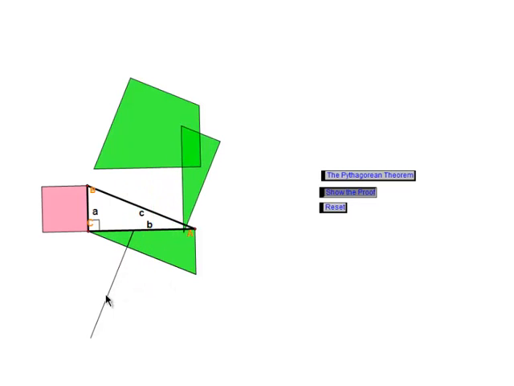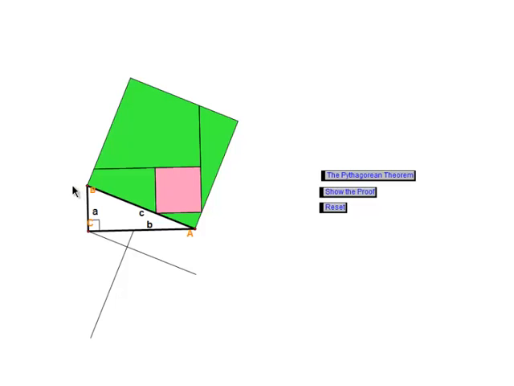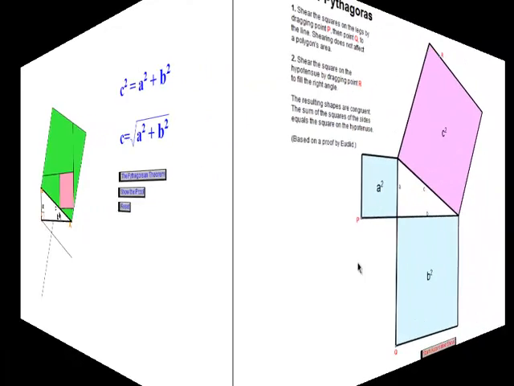We can cut up the square on B and take the square on A and move them in, and they become the same area as the square on C, thus proving that a squared plus b squared, which are the two shorter sides squared and added together, give you c squared, which is the hypotenuse squared.